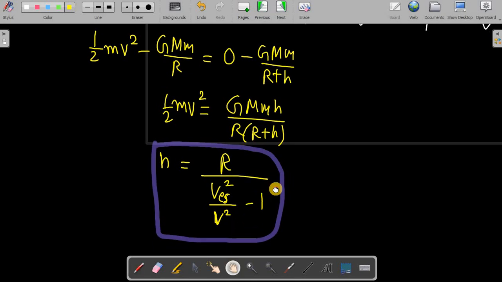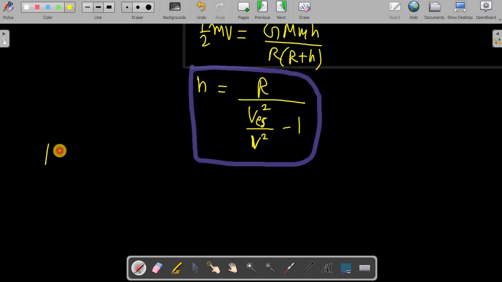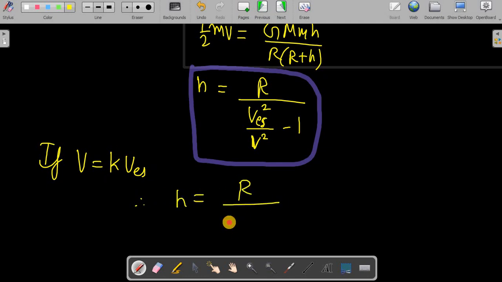Sometimes in a question the velocity is k times the escape velocity, where k is just a factor. Then the height can be calculated with k square minus 1 in the expression. So if the velocity is k times, you just substitute and calculate. From the center also, the distance we can calculate. All of these calculations we can do, right?